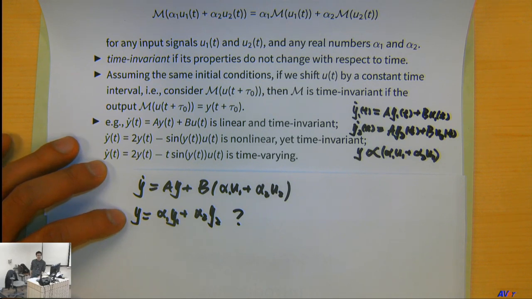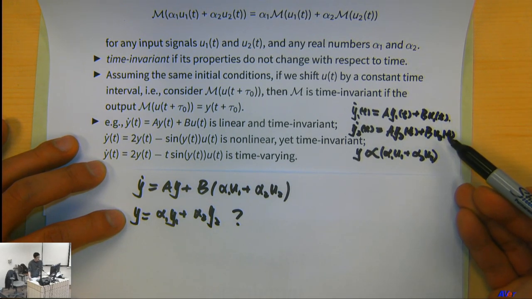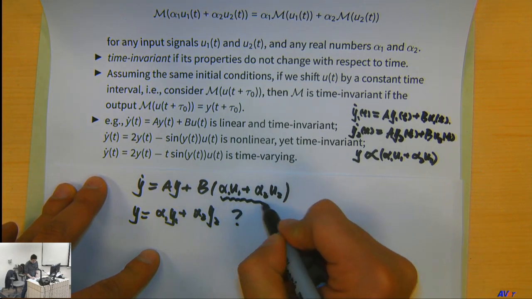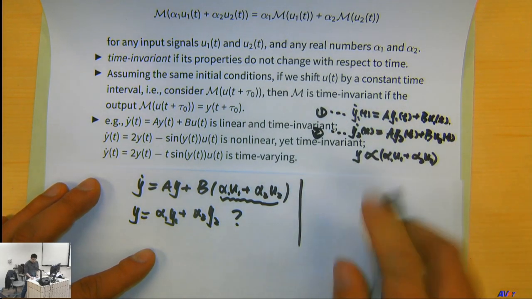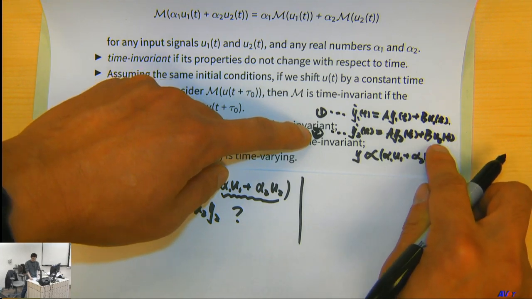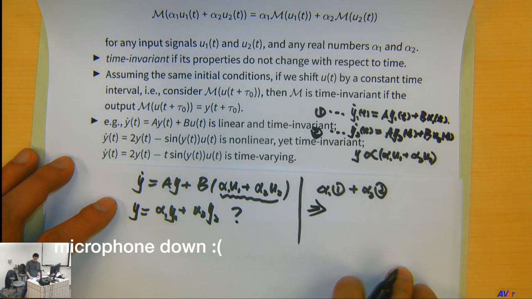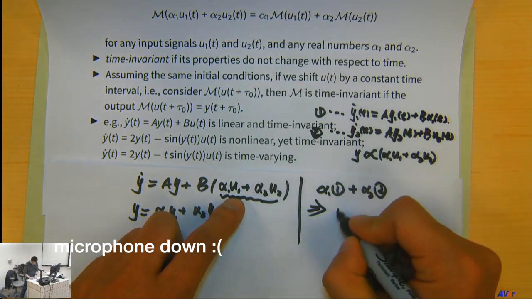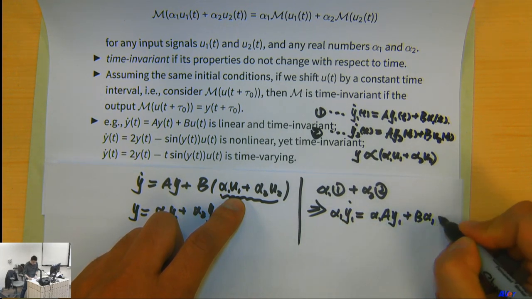All right, we can check this very easily. These are how u1 and y1 should be related, and this is how u2 and y2 should be related. So I want to be able to create this combination over here. Let's say this is my equation 1, this is equation 2. I multiply equation 1 by alpha 1, then I'm going to get alpha 1 u1, and multiply equation 2 by alpha 2. So I do alpha 1 times equation 1 plus alpha 2 times equation 2. Then this is going to give me alpha 1 u1.